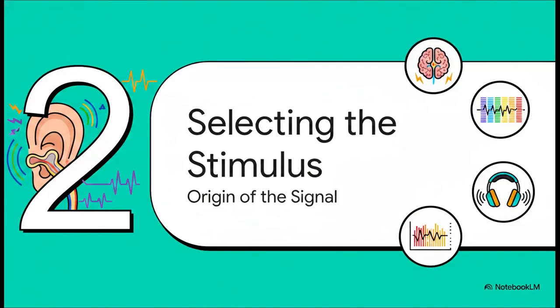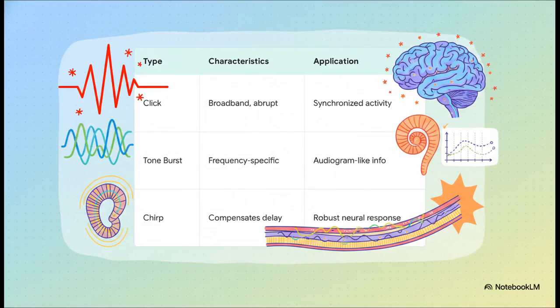Moving right along to Section 2, selecting the right stimulus, the origin of the signal. Our choice of sound, whether that's a click, a tone burst, or a chirp, completely dictates the exact breadth and timing of the cochlear response we're going to capture. If you want a really robust, highly synchronized response across a wide area, you're going to use a click. That abrupt onset perfectly triggers those onset-sensitive neurons. But as we all know, clicks just don't give us the frequency specificity we need to build a complete audiometric profile. For that, we need a tone burst.